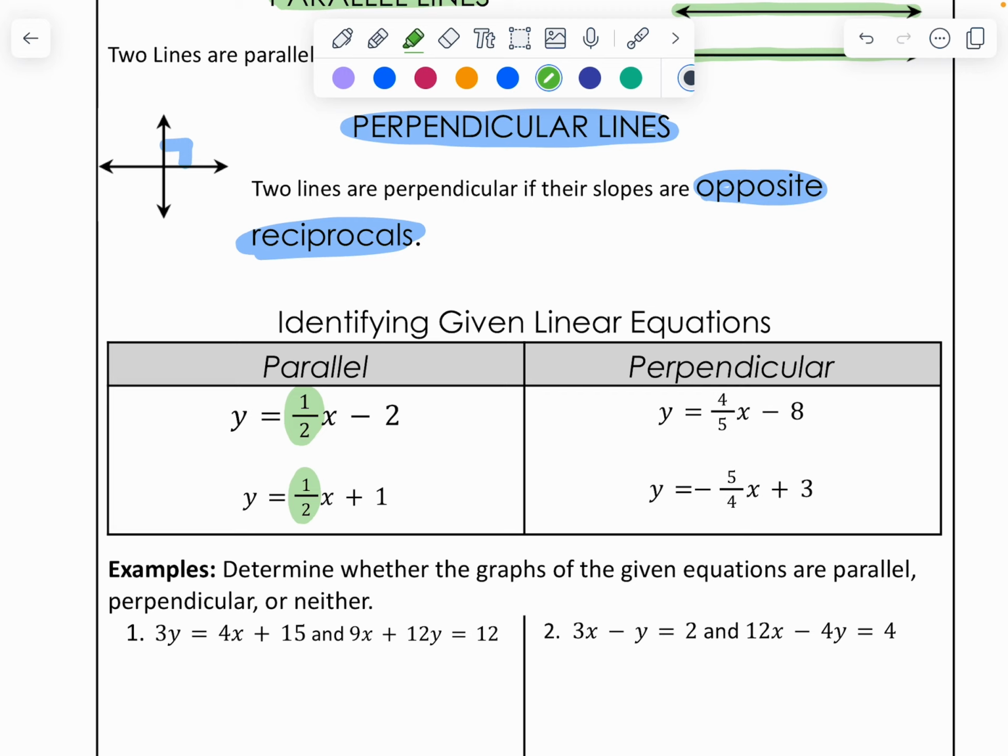Perpendicular lines have opposite reciprocals, and let's look at what that means. The first equation has a slope of 4/5, and the second equation has the fraction flipped, 5/4, and has the opposite sign. So we have to do two things to make a line perpendicular, and that is to flip the fraction and give it the opposite sign. So if in your first equation the fraction is negative, then you would make the second equation positive and flip the fraction, and vice versa.